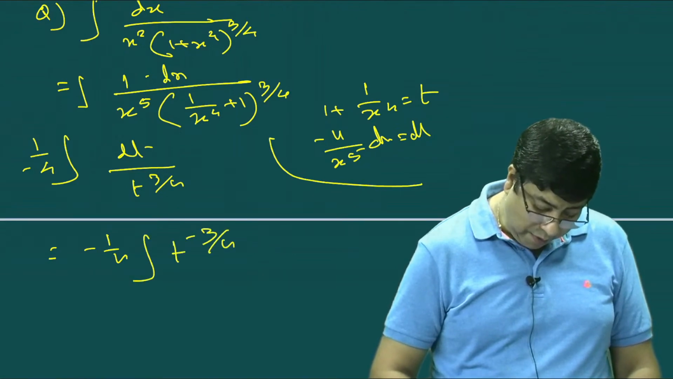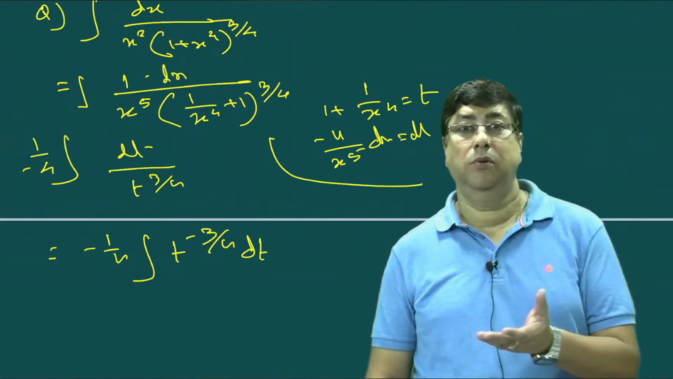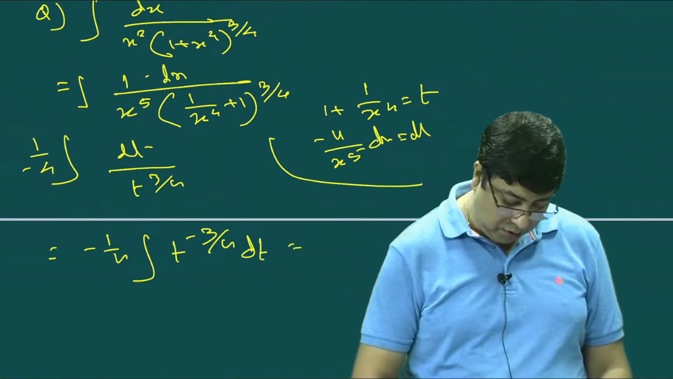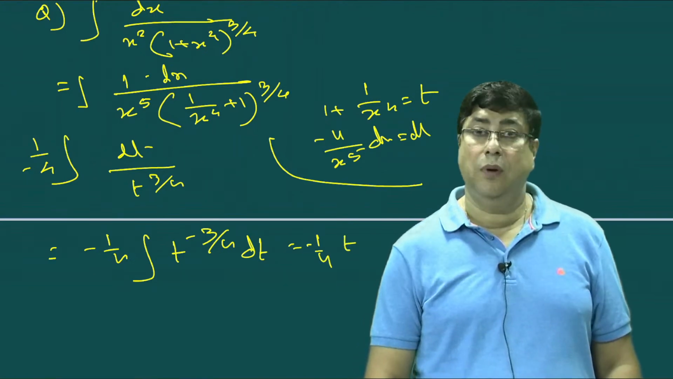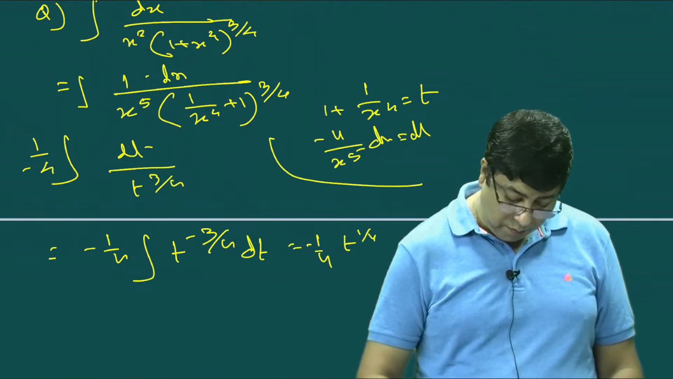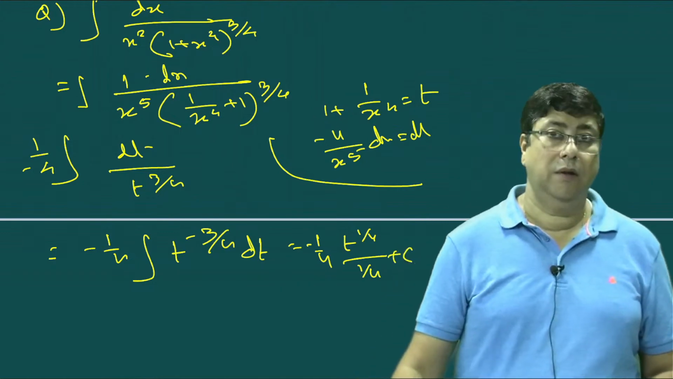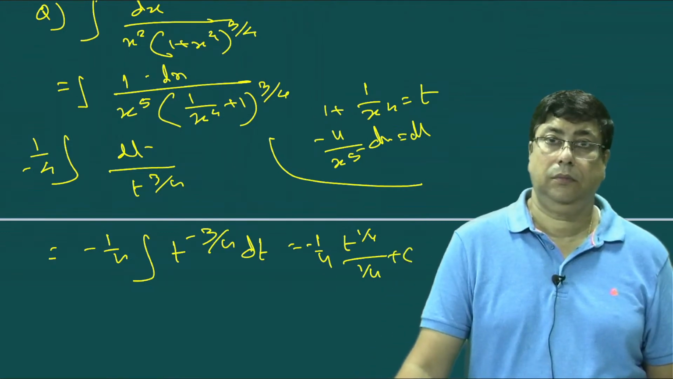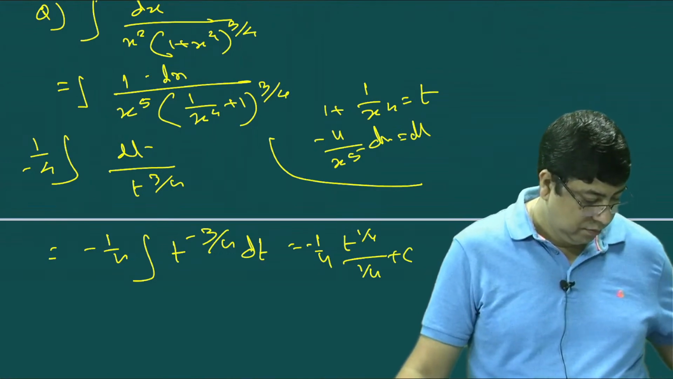Using the formula x to the power n gives x to the power n plus 1 by n plus 1. So the final answer is coming to be minus 1/4 t to the power minus 3 by 4 plus 1. 1 minus 3 by 4 is 1/4, so divided by 1/4, and calculate it finally. Okay, next, go to the next sum.